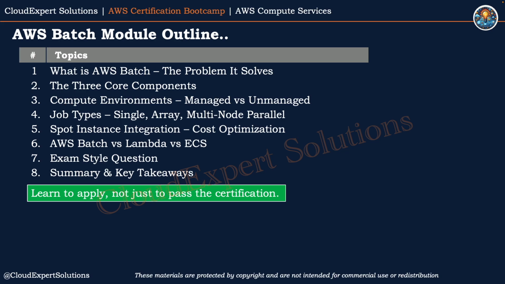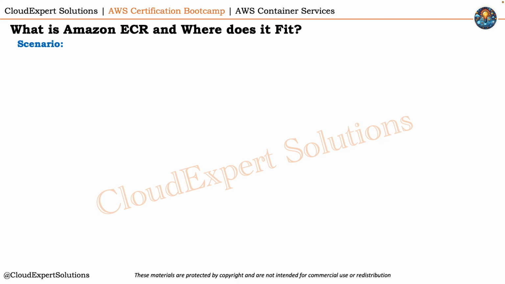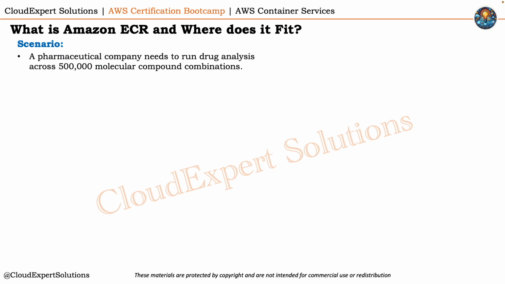Let's get started with AWS Batch. Let's start with the problem statement that AWS Batch solves, and let's make this concrete with a real example. A pharmaceutical company needs to run drug interaction analysis on 5,000 molecular component combinations. Each analysis takes 3 minutes of compute time.